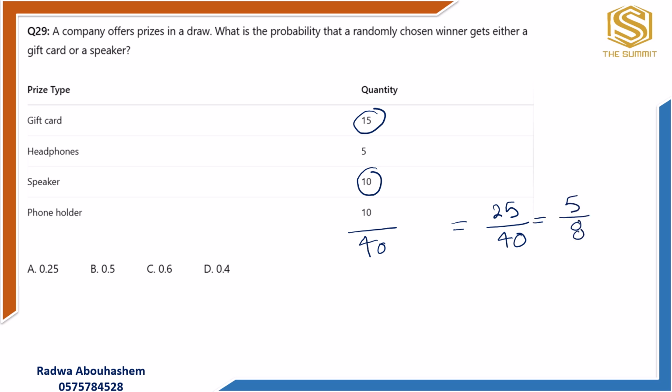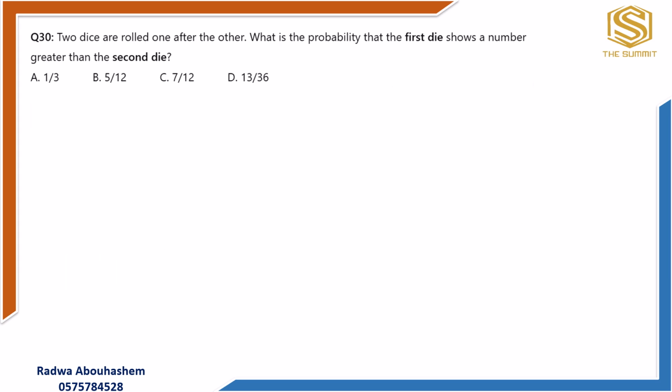So let me match the choices here. 0.25, of course, no, this is greater than the half. So this one is neglected and this one is neglected. Also, it's greater than half. So this is 0.6.